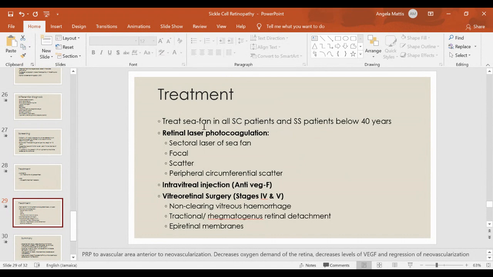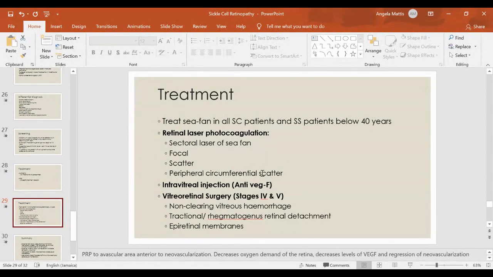And so we do laser photocoagulation, and we do a sectoral laser in the region of the CFAN. We can do focal, we can do scatter, or we can do peripheral circumferential scatter laser, depending on what we see. So we treat the peripheral retina when we see these CFAN and new vessel lesions because these new vessel lesions will rupture, they will bleed, and cause a vitreous hemorrhage.